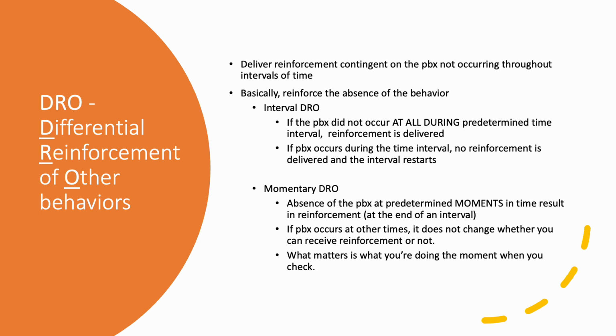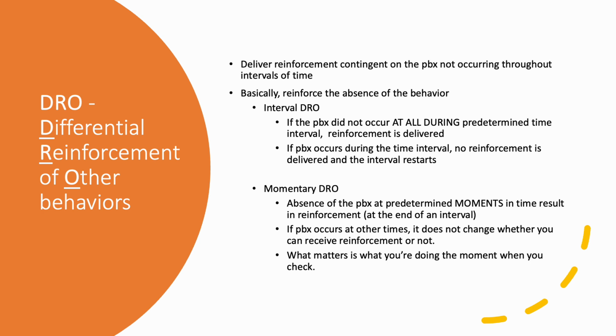So with differential reinforcement of alternative behavior, we're selecting a very specific behavior to increase, an alternative behavior that we want to increase. Whereas with DRO, okay, we're not selecting any specific behavior that we want to increase. We're only deciding, okay, whenever the problem behavior is not occurring, that's when we're going to provide reinforcement.